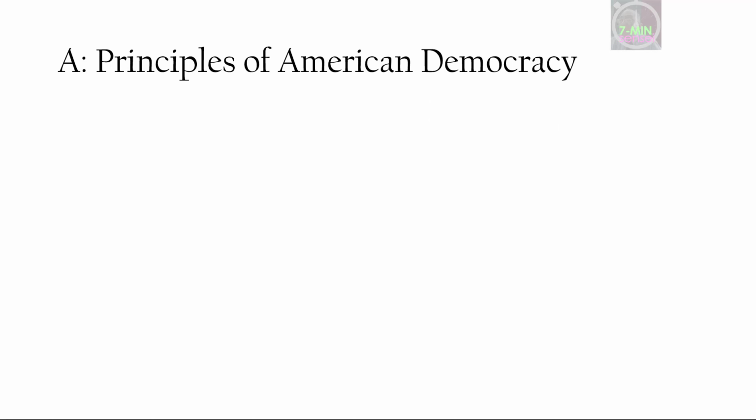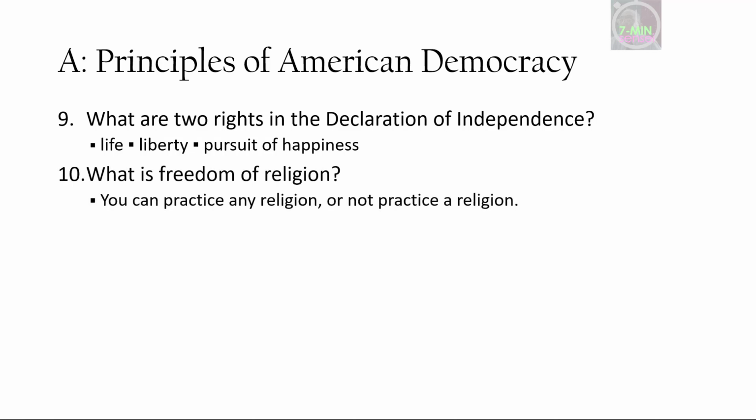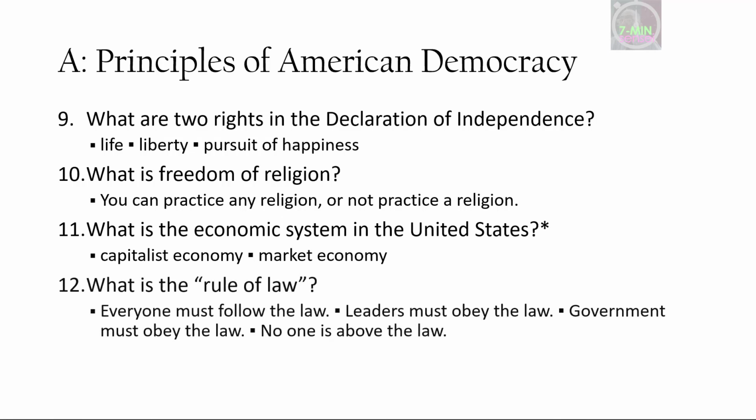A. Principles of American Democracy. What are 2 rights in the Declaration of Independence? Life, liberty, pursuit of happiness. What is freedom of religion? You can practice any religion or not practice a religion. What is the economic system in the United States? Capitalist economy, market economy. What is the rule of law? Everyone must follow the law. Leaders must obey the law. Government must obey the law. No one is above the law.